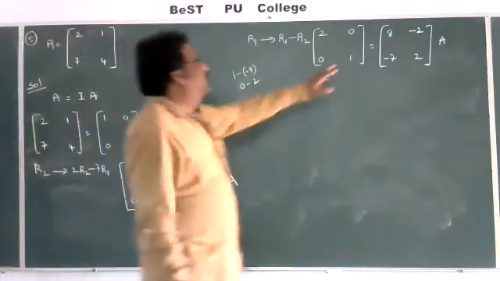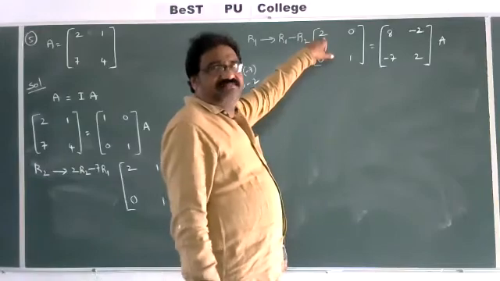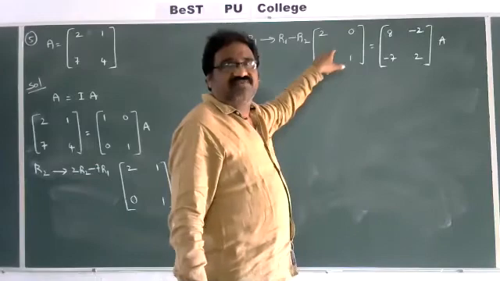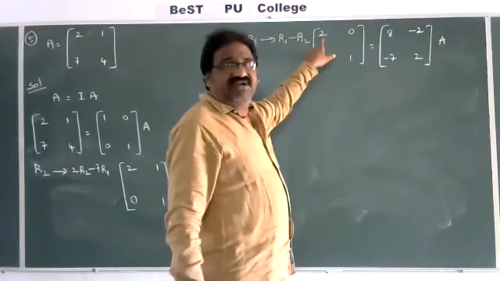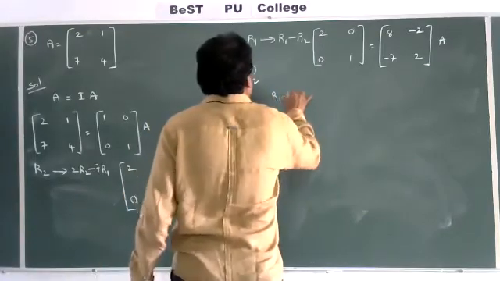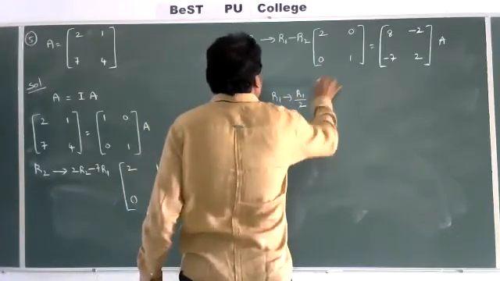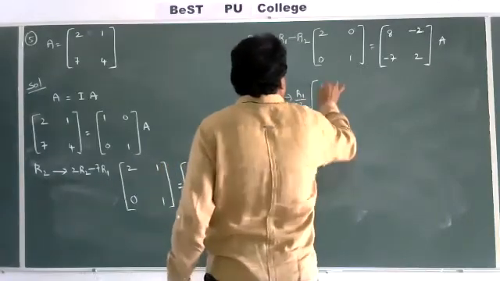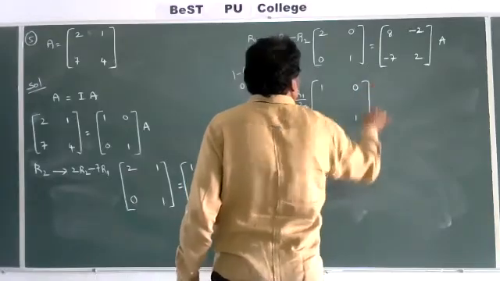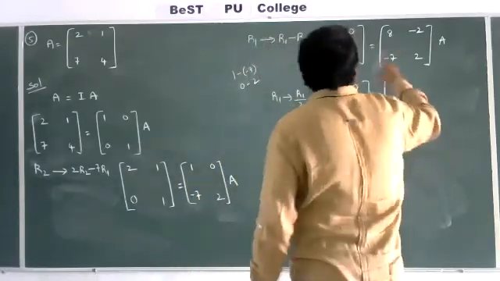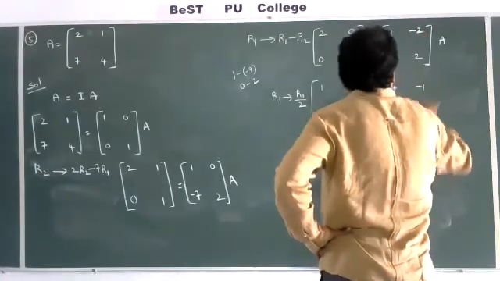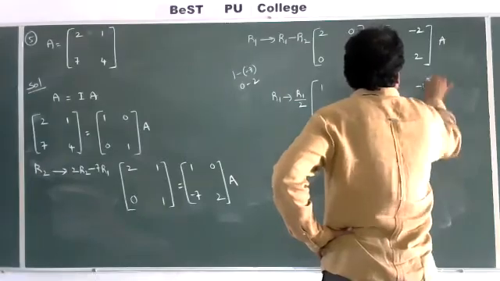So here 1 is already there. We require 1 here. If you get 1 here, then you get 1 0 0 1, that is, we get I. That's why we require 1 here, that's why dividing R1 by 2. That is, R1 goes to R1 by 2. That is 2 by 2, 1, 0 by 2, 0, 0, 1 is equal to, same operation here, 8 by 2, 4, minus 2 by 2, minus 1, minus 7, 2, A.